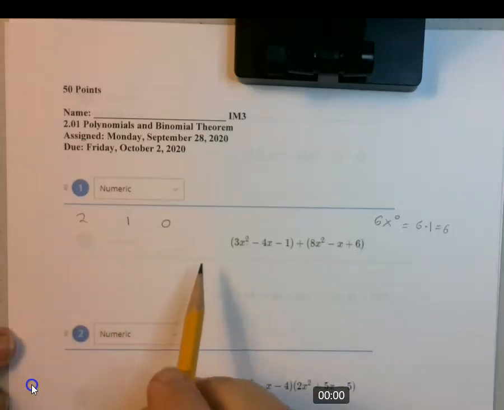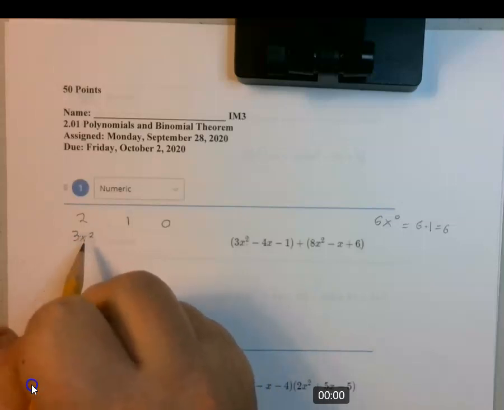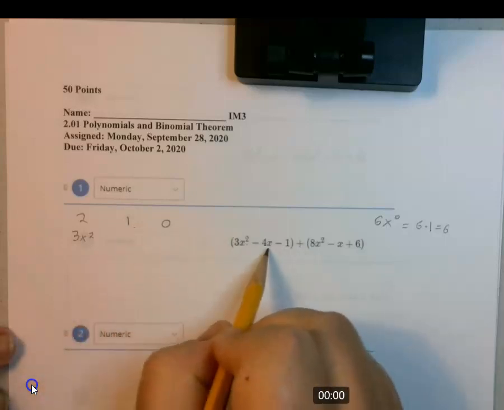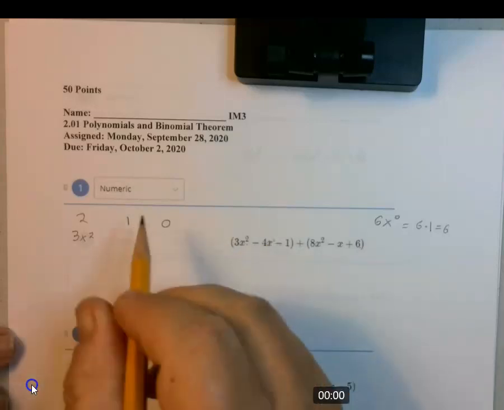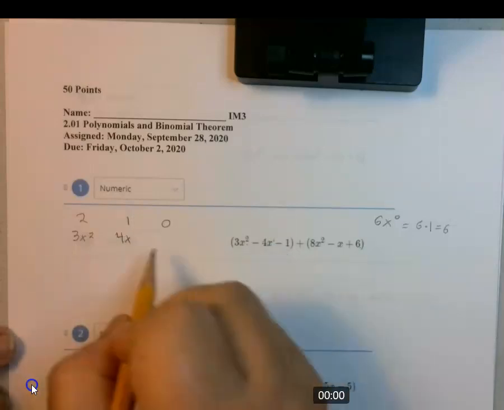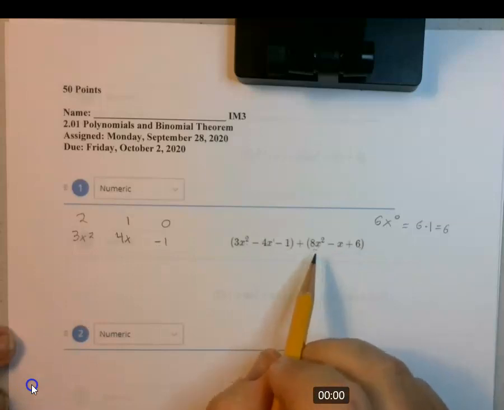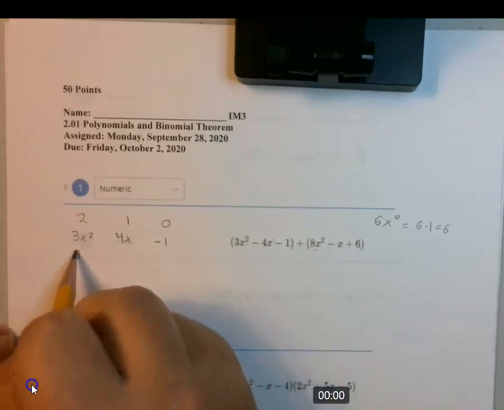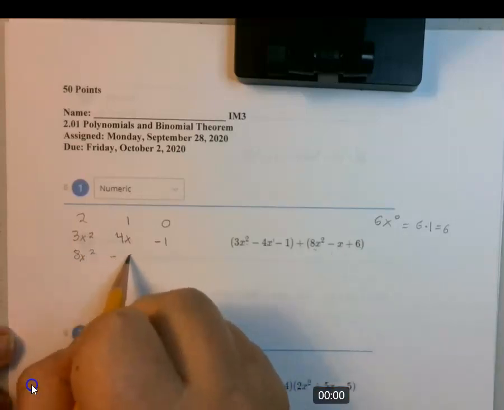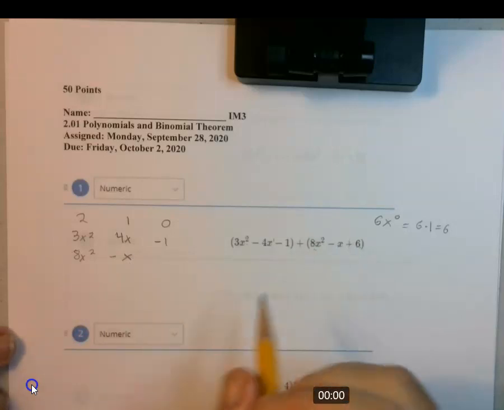All right, let's go ahead and just line things up. So 3x squared and 4x, so that's 4x to the first power. If you don't see the exponent, it's the first power. So it's 4x, and then finally we have a minus 1 over here. Now we go to this expression over here, which you're adding. It's 8x squared, you have minus x, and then you have plus 6.